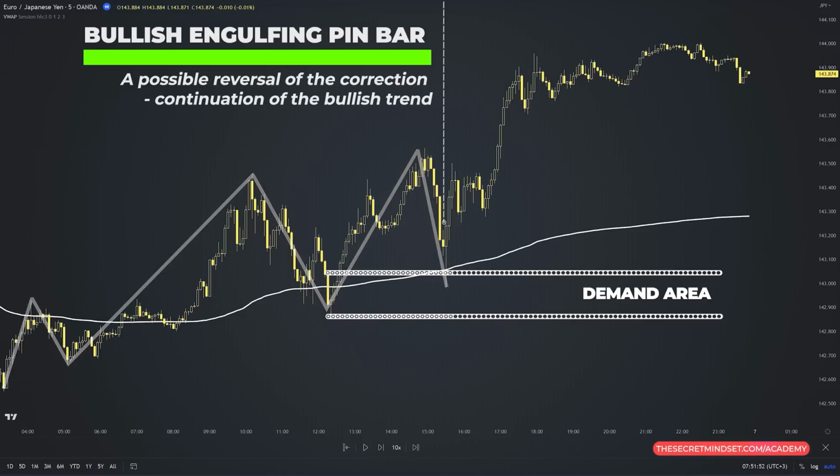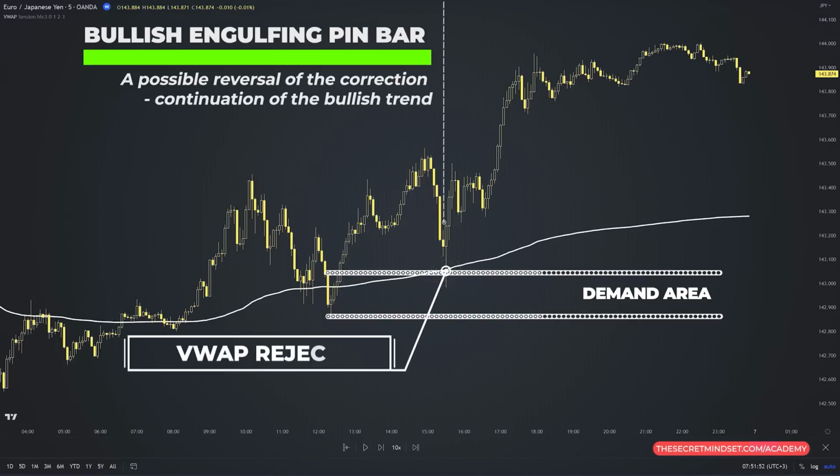The candle also rejected the VWAP line. This added more confidence to the trade, as it showed that the price was undervalued and likely to rise. Not only we had the engulfing pin bar, we also had the demand zone and the VWAP line rejection. This is the strongest type of signal.